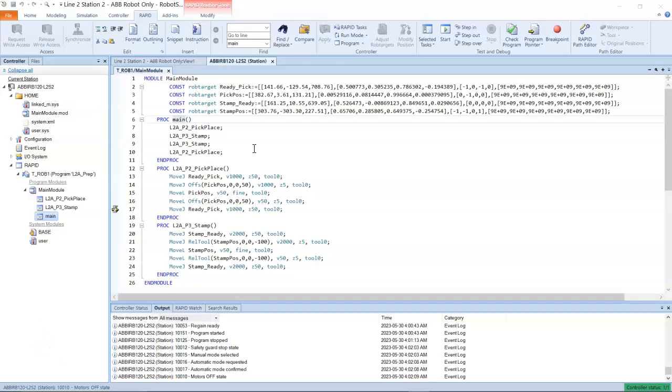Lab 2A preparation video demonstration. In this preparation task, I have explored the uses of program organization while programming a robot.